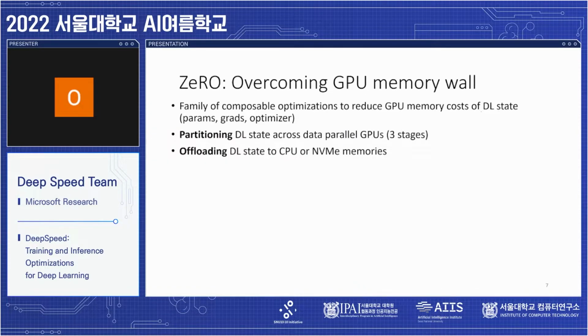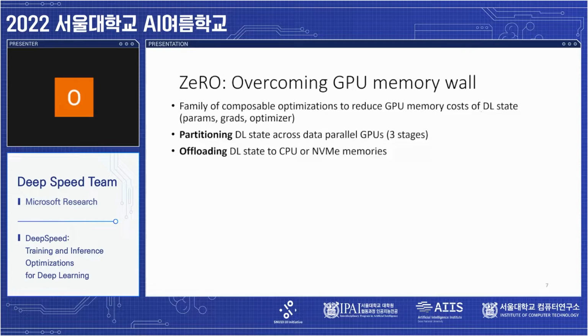Next slide. So we propose ZeRO as a technique for overcoming this GPU memory wall. ZeRO is a family of composable optimizations that reduce the GPU memory cost of deep learning states, basically the parameters, the gradients, and the optimizer. And ZeRO basically has 2 major themes, techniques that are complementary. The first is partitioning.